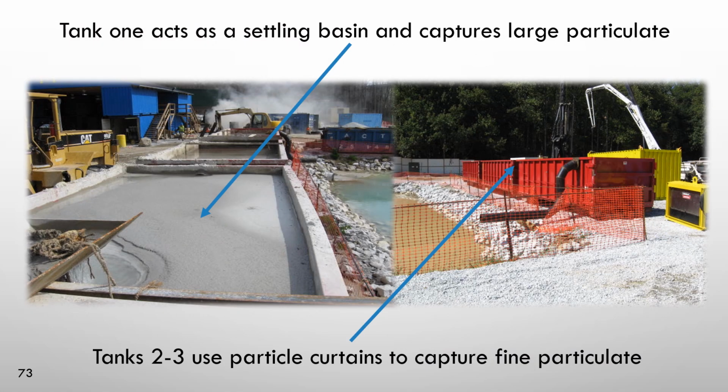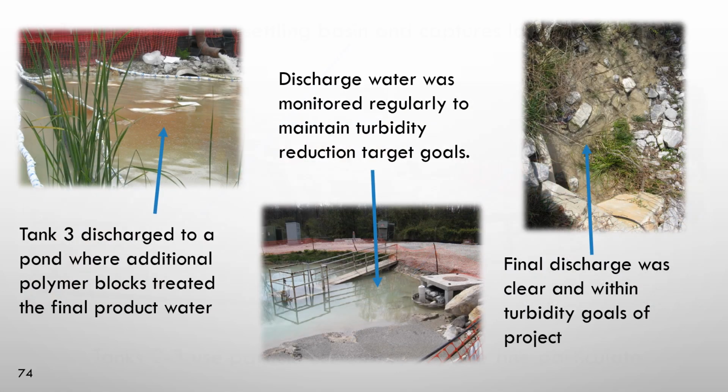Tank 1 acted as a settling basin to capture the large particulate, and then we had particle curtains and additional settling in the final 2 tanks to capture any finer particulates that had released. There was still a little bit of turbidity leaving the 3rd tank, so we discharged it over a few additional polymer blocks in this small basin as a clarifying step, and then discharged the water, and you can see the final clarity there. So we were able to discharge it within the goals for turbidity and pH for that project.